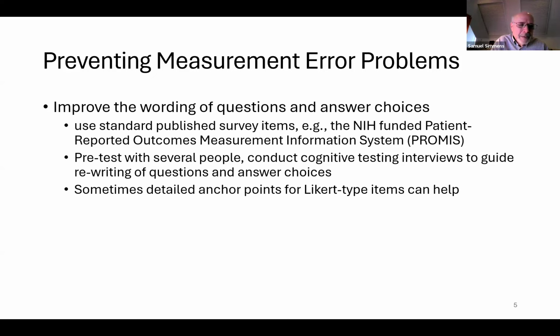The items that they include have had evidence of working pretty well, good reliability and validity. And the NIH, for many, many years, has been encouraging researchers to use items that would allow combining results from multiple studies and multiple investigators into meta-analyses and things like that. And by having standard approaches to measuring the items, such as demographics, it facilitates that.